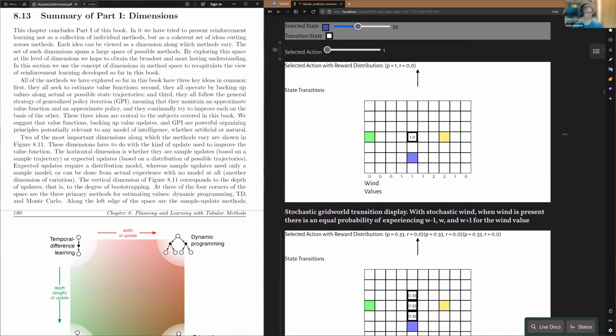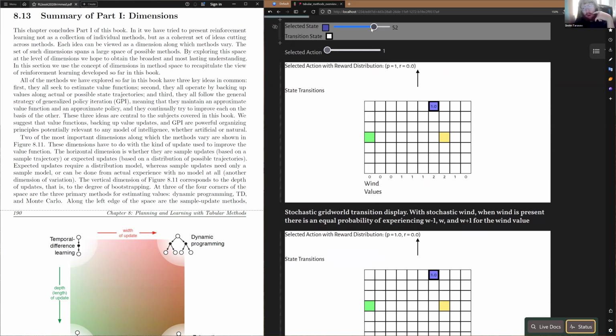So does this make sense to people? It's like visualizing an MDP. Yeah, the visual for the different states makes sense.